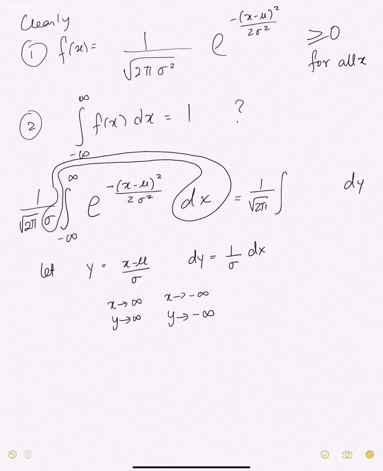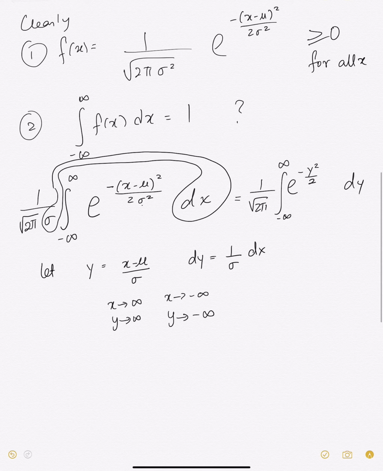Limits, we saw that there'll also still be negative infinity to infinity. E to the (x minus mu) squared over sigma squared will be y squared. So you'll have e to the minus y squared over 2. Now that's so much nicer looking than this integral. So we want to show that this integral is 1. So it suffices to show that that integral is 1. Okay? So we're going to show that.